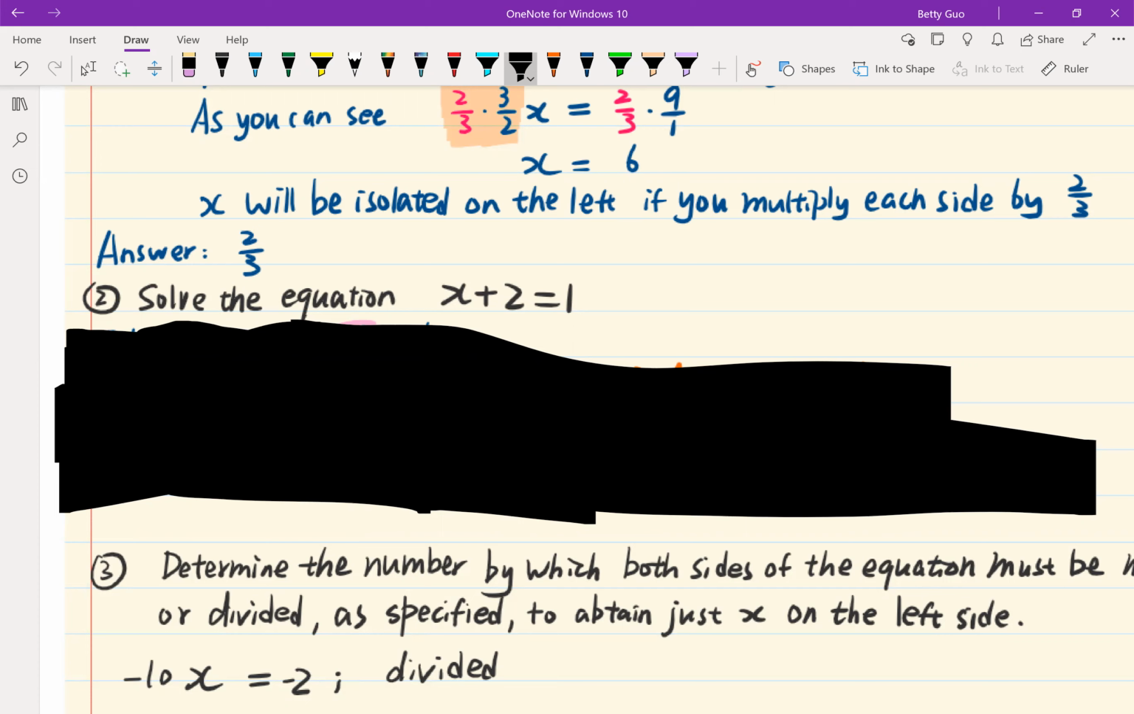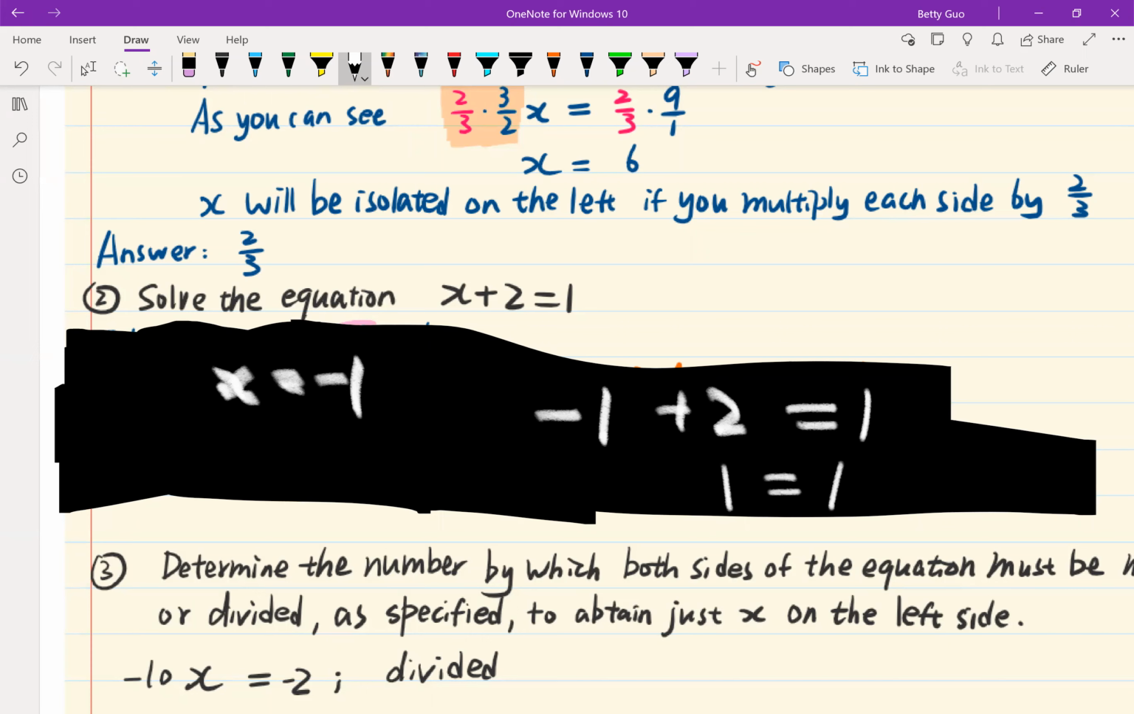Yes. So once you have your solution, if you are not sure, you can always plug in. Let's say you want to know if x equals -1 is the solution. You can plug in. Replace x with -1. -1 plus 2 equals 1. That is a true statement, right? That means -1 satisfies the equation.